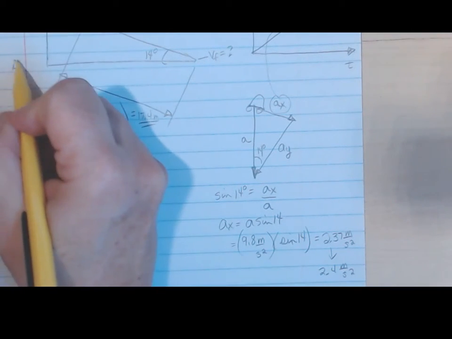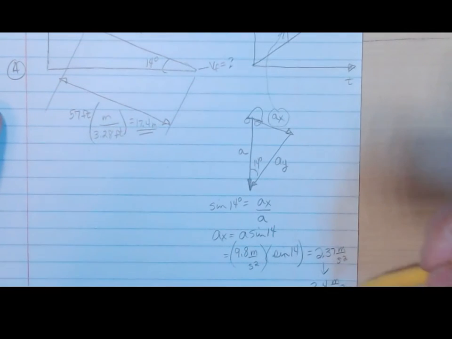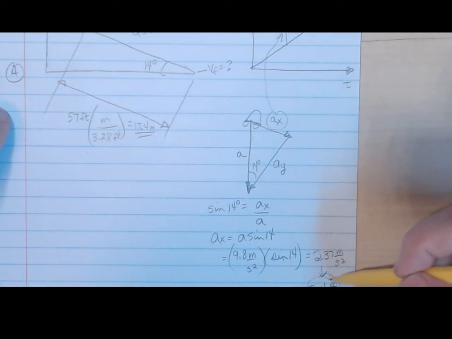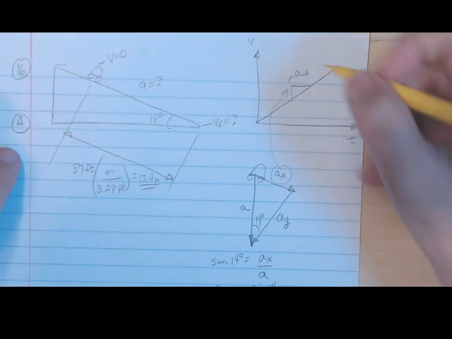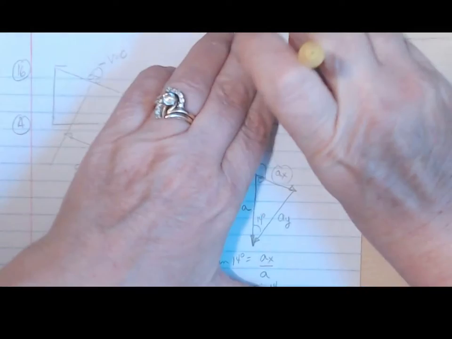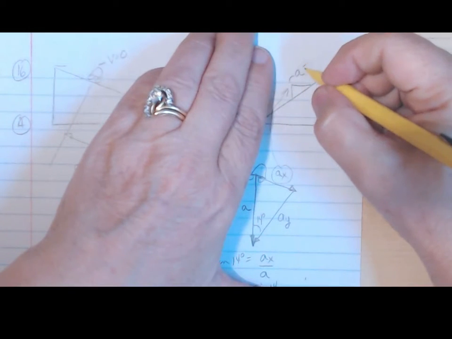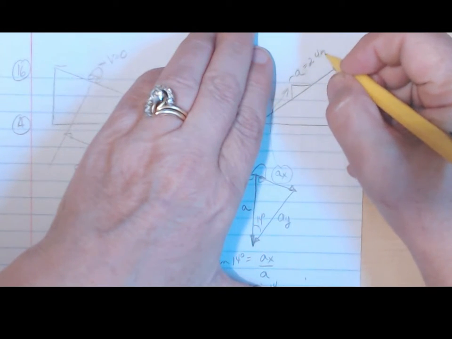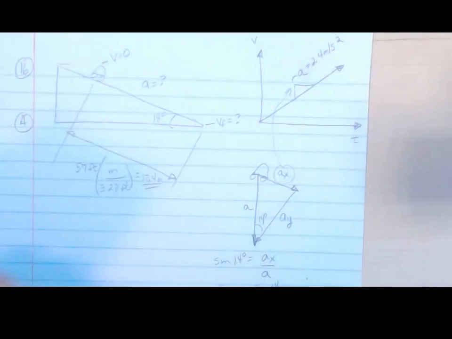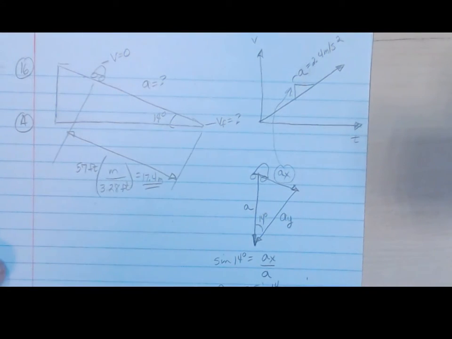So that's part A. Now I know the acceleration, 2.4, that I can take and put on this chart up here. So I know my acceleration equals 2.4 meters per second squared. Now let's go on to part B.